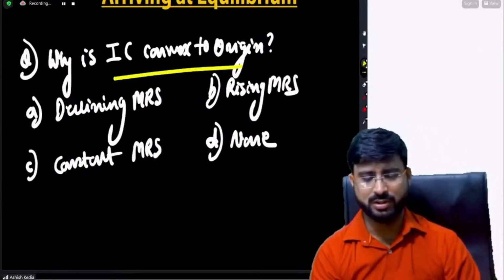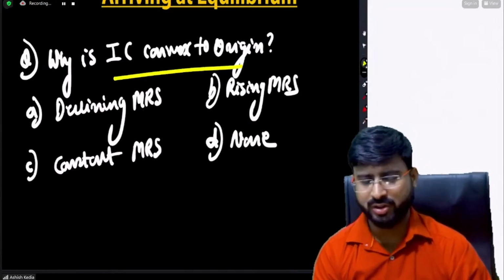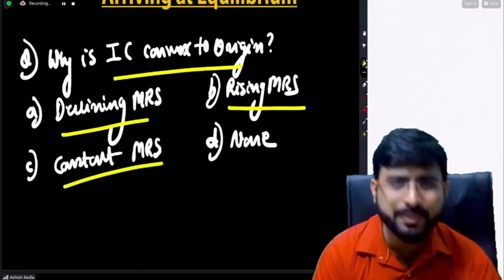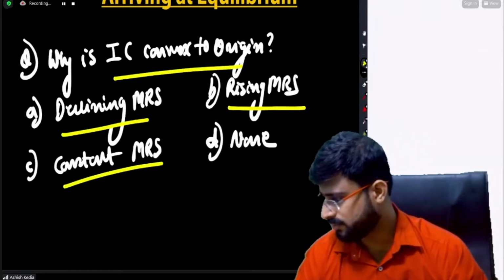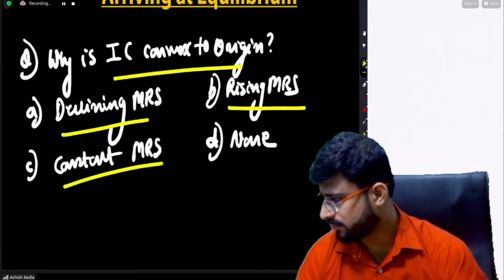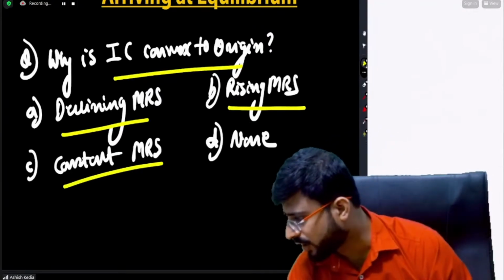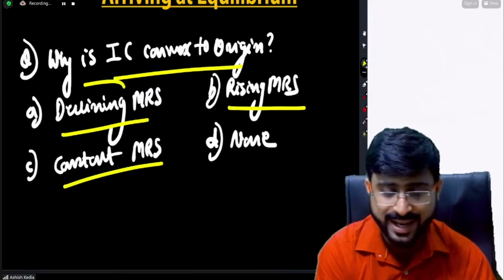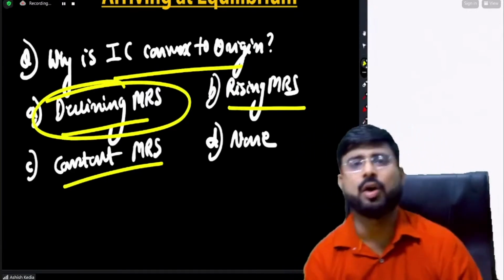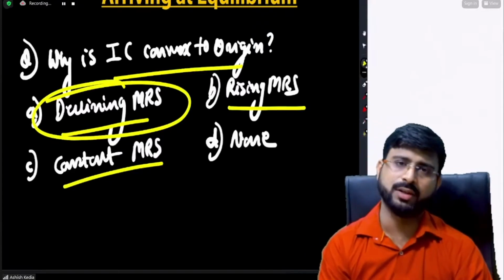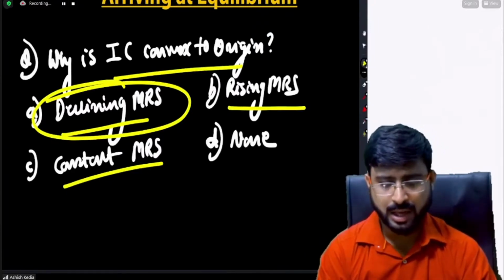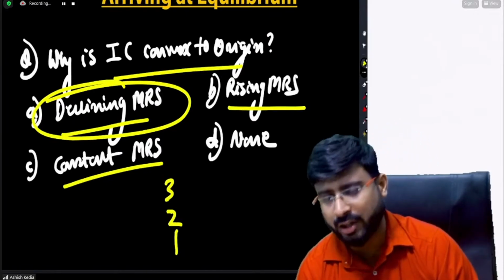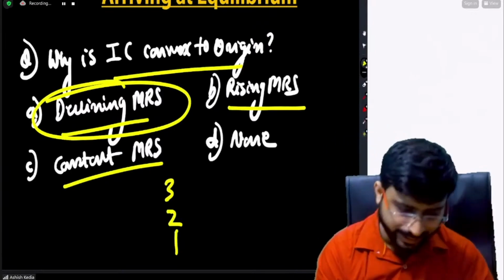Why is it convex to the origin? That is indifference curve. Because MRS declines, because MRS rises, or because MRS is constant. Yes, Palli, your answer is correct. Yes, because of declining MRS, because of diminishing or rather declining MRS, everyone. Good answer. MRS falls, now 3, 2, 1 we had seen. As and when Apple increased, sacrifice reduced. Correct.